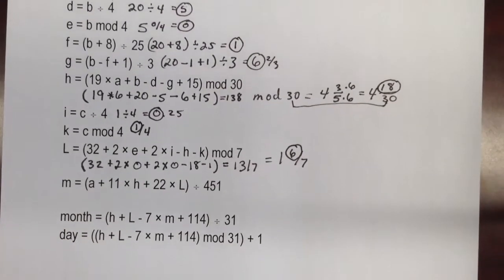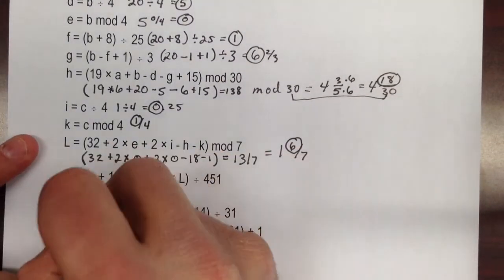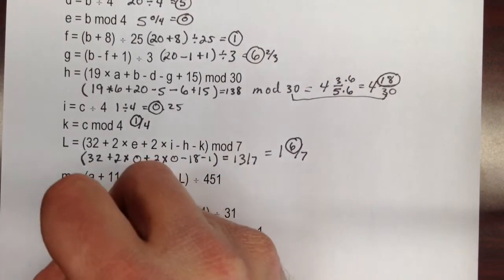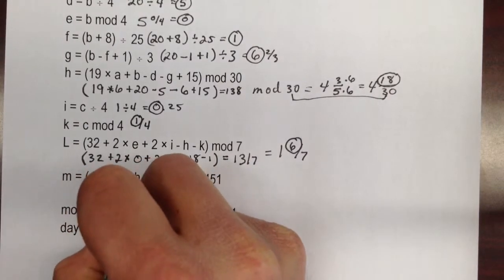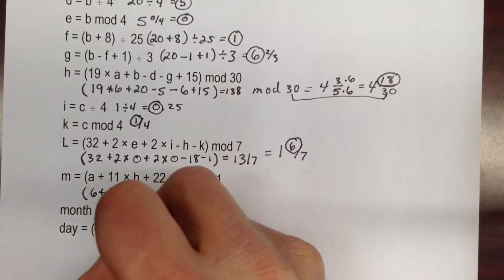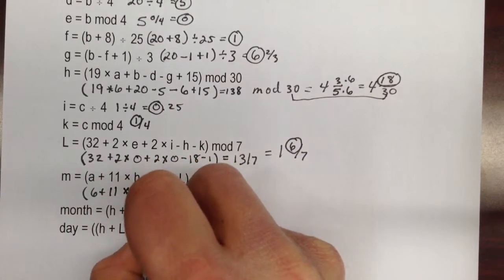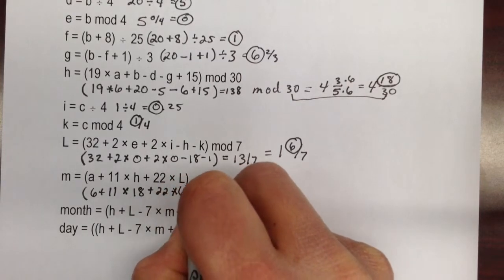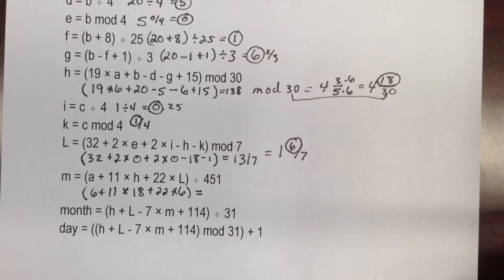A little bit lower down here now. Now we're going to work on M. So M is taking A, so 6 plus 11 times H plus 22 times 6. Let's go to that equals first, then we'll divide it by 451.